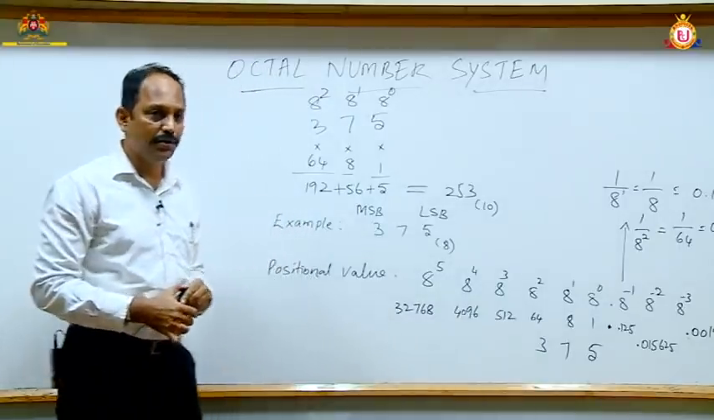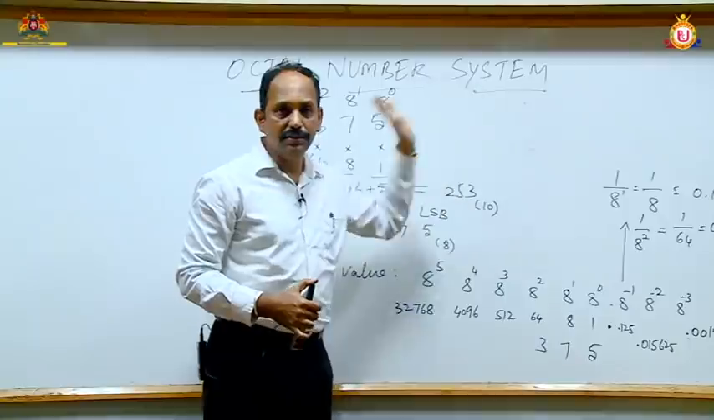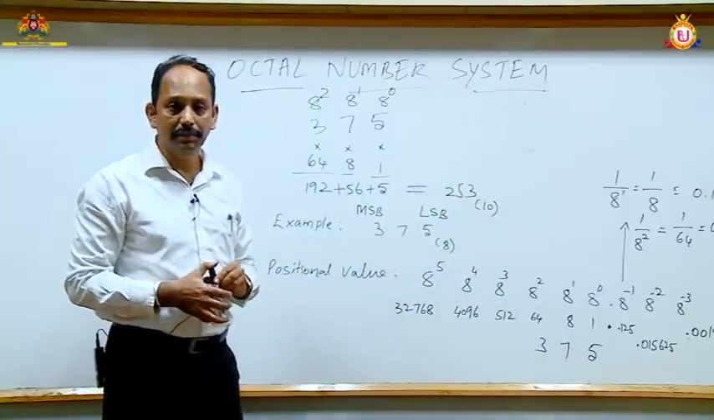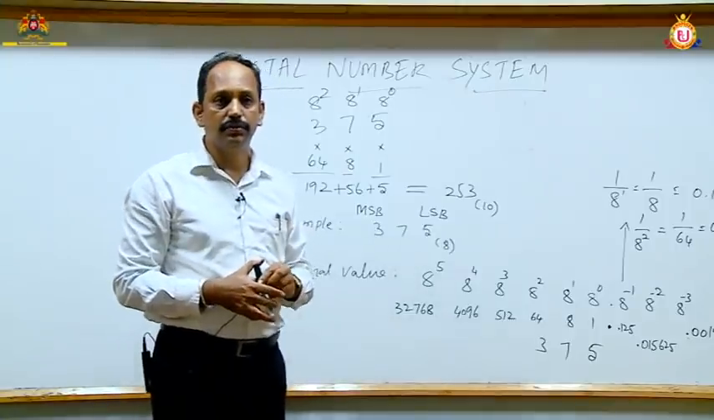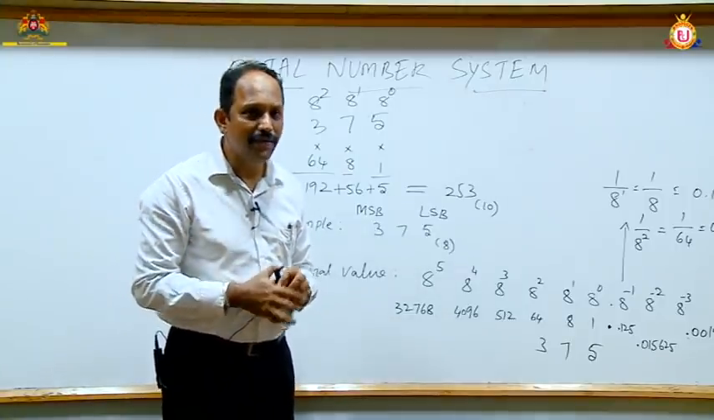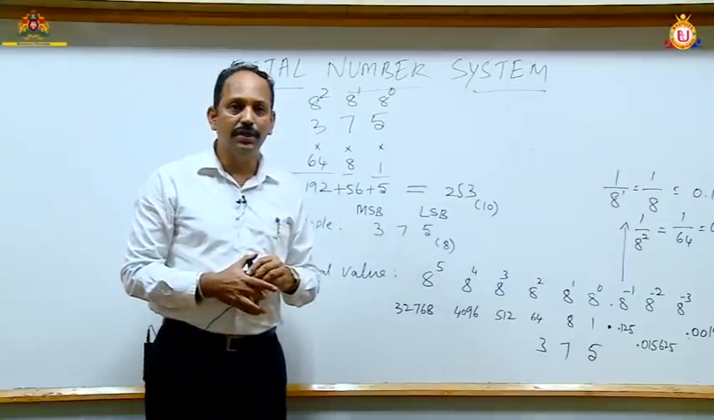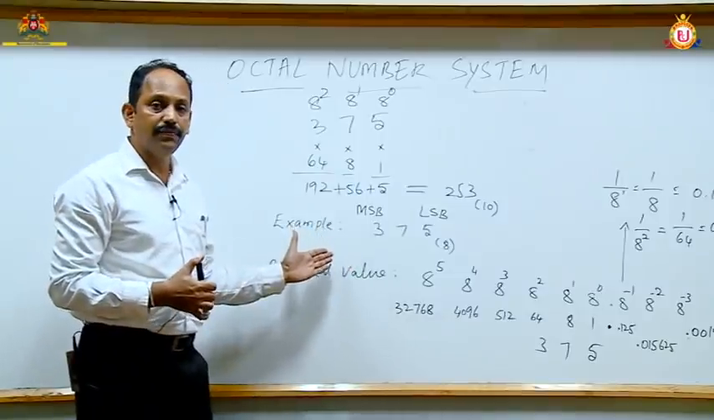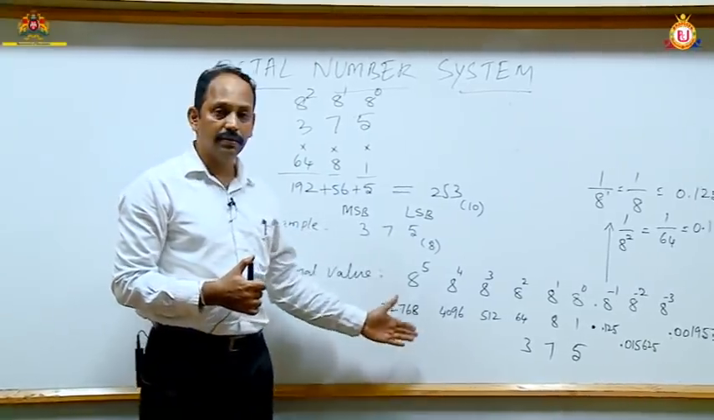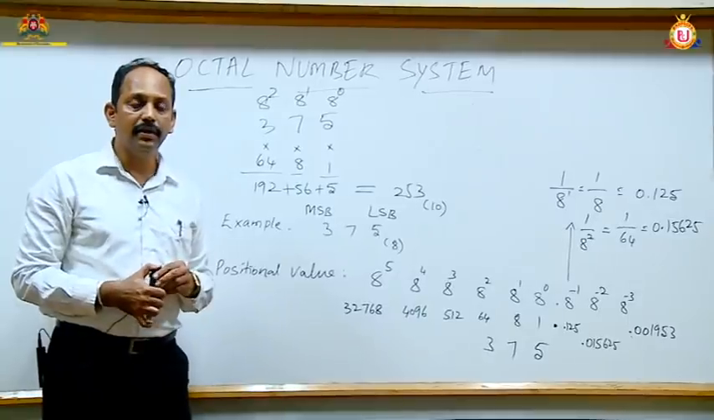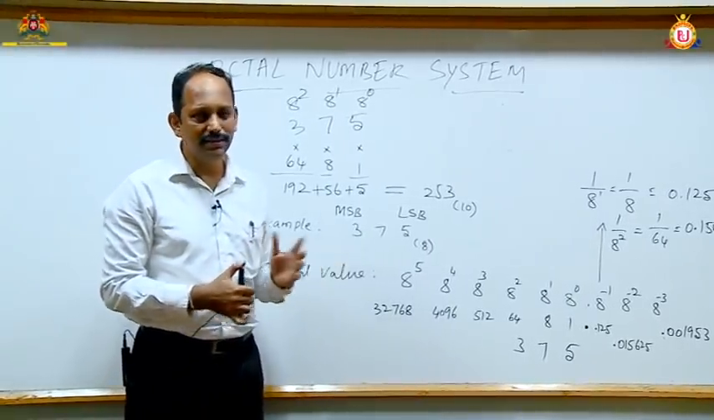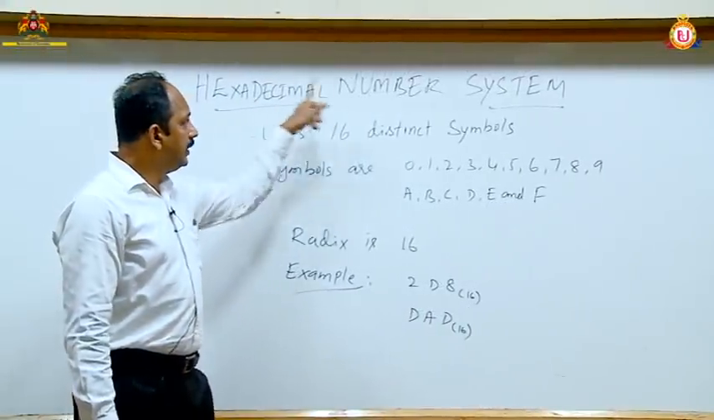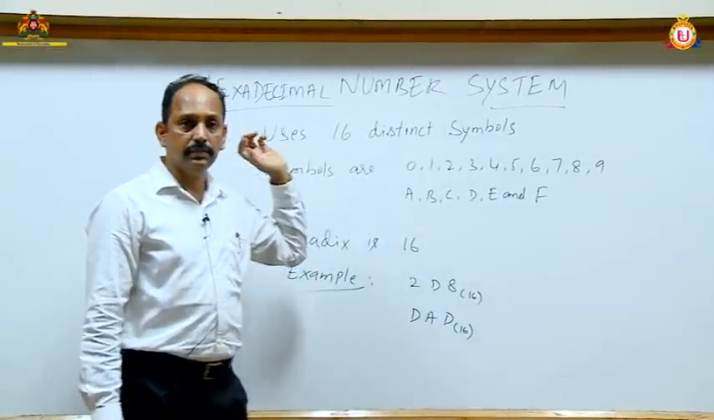I hope you have understood the octal number system. So, the octal number system uses 8 distinct symbols. They are 0, 1, 2, 3, 4, 5, 6 and 7. The base value is 8 and the structure of the octal number system, as given here, is the same as the binary and the decimal number system.